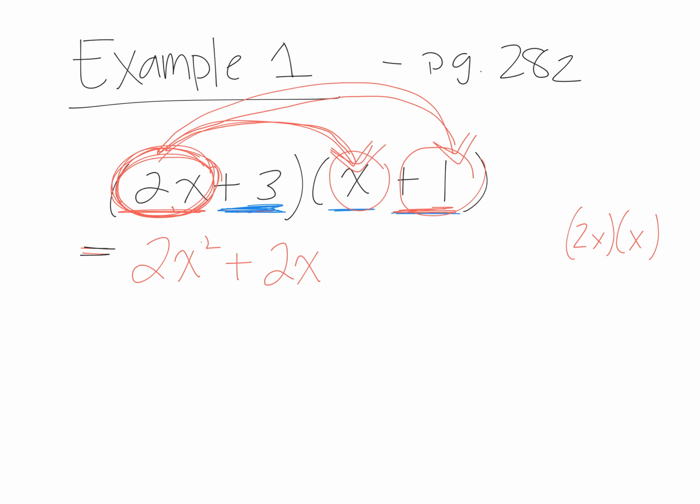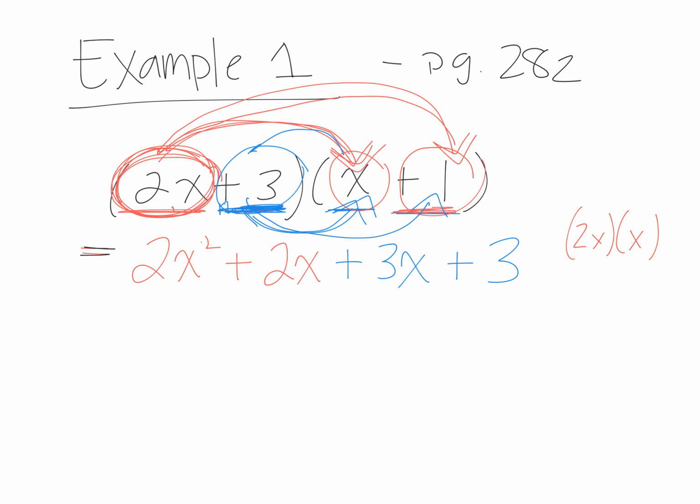Now we're going to take the second term, positive 3, and distribute it with everything inside the second bracket. So I'm going to multiply positive 3 by x. What's positive 3 times x? 3x. Good. Now I need to take this term and multiply it by the second term. What's positive 3 times positive 1? What's 3 times 1? Positive or negative?